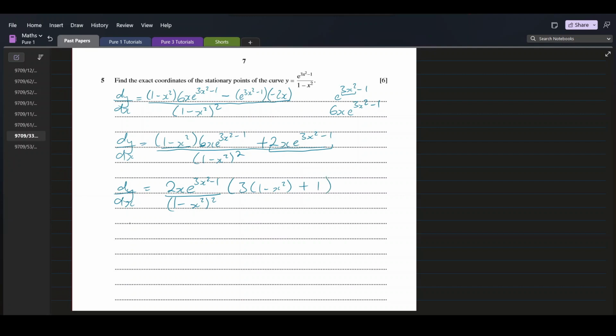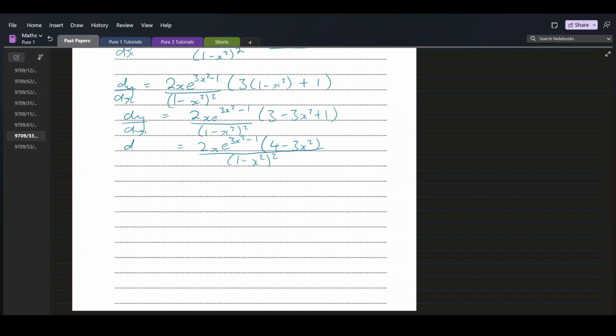So plus 1. So dy/dx is equal to 2x e^(3x² - 1) over 1 - x², and that's if we expand 3 - 3x² + 1, which further simplifies to give 2x e^(3x² - 1), open brackets, 3 + 1, that's 4, so it's 4 - 3x², and this is all over 1 - x², and this is dy/dx.